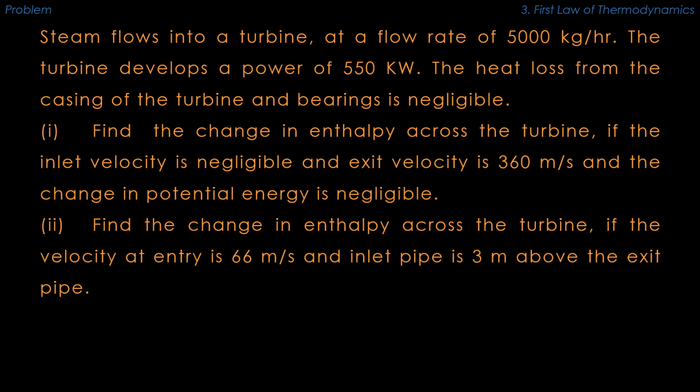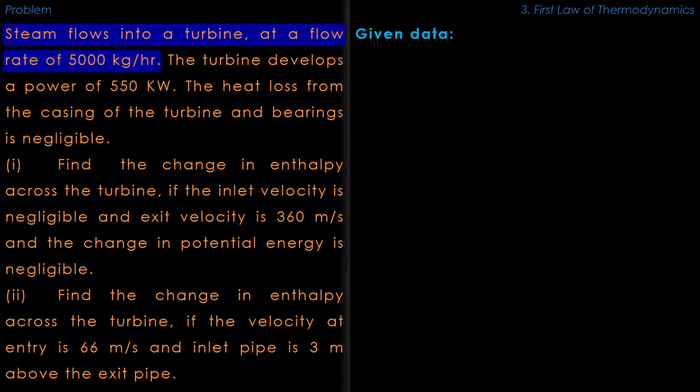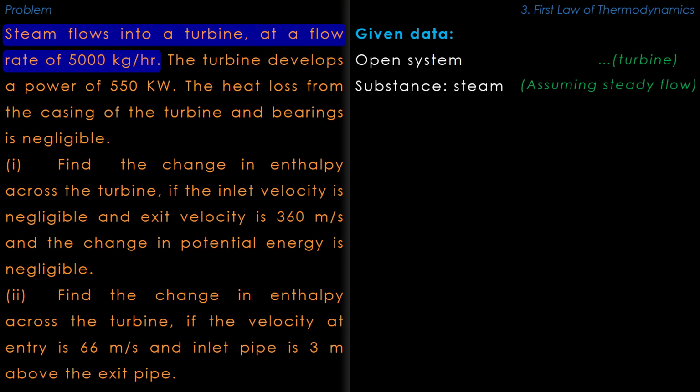Hello. This is yet another simple problem from the chapter First Law of Thermodynamics for Open System. It is given that the steam flows through a turbine with a flow rate of 5,000 kilograms per hour. So we can note down that the system is an open system as turbine is a flow device. Also, we shall assume the flow to be a steady flow, as it is not explicitly given in the problem. And the substance or fluid used in the turbine is steam.